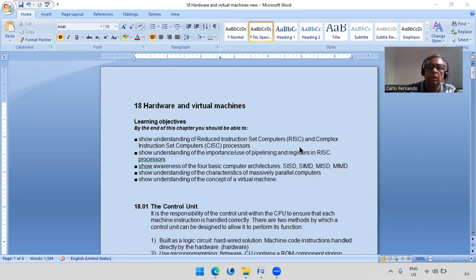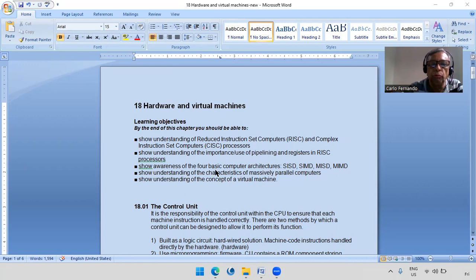Right now, I will make it easy for you to remember. These ISC are the same. What is it? Instruction set computers for both. Only the R and the C changes. R is for reduced, C is for complex. And you will understand the importance and the use of pipelining and registers in RISC, a thing called pipelining in executing instructions, and they are in RISC processors.